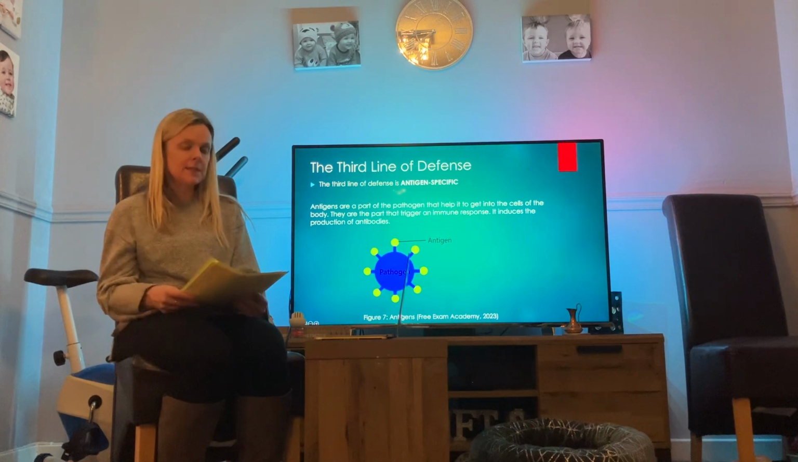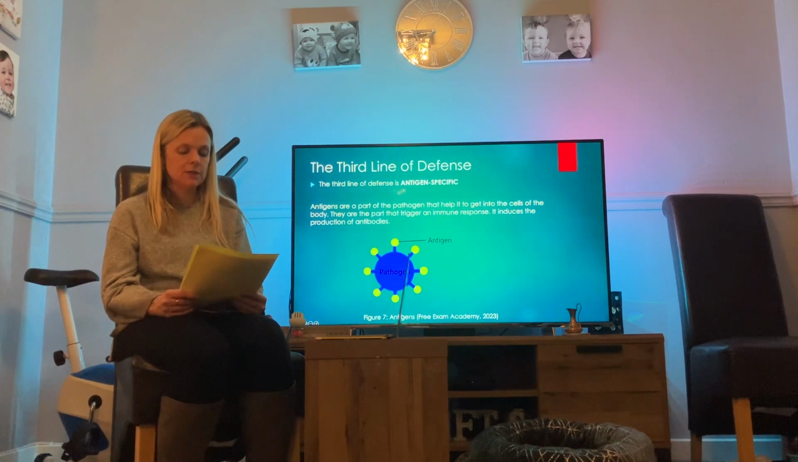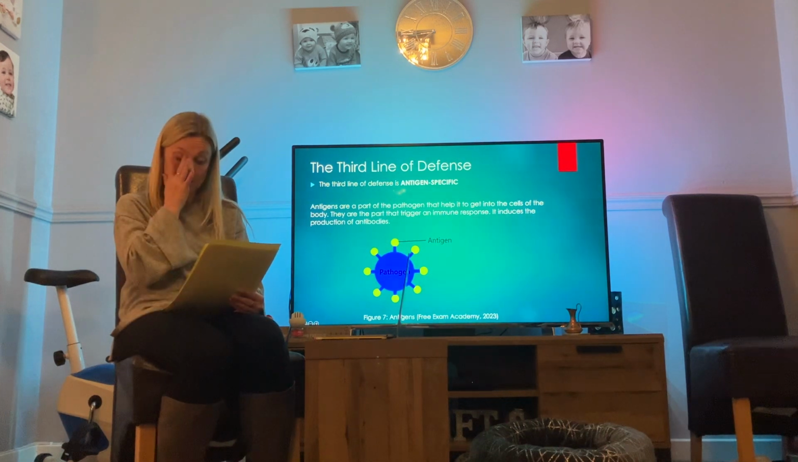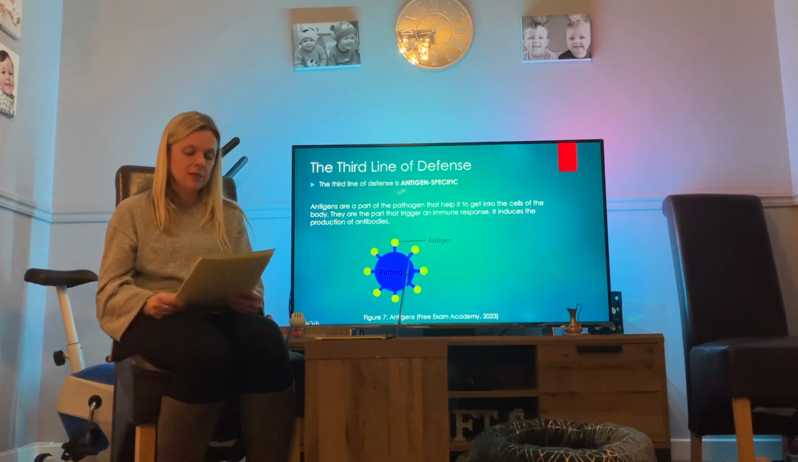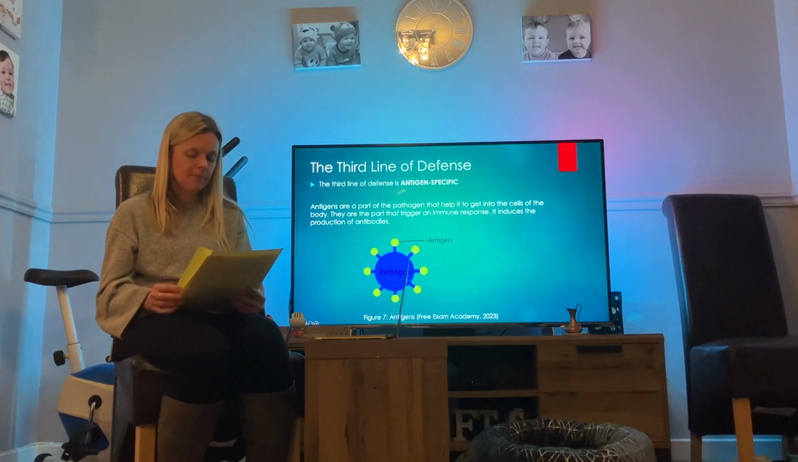Third line of defence is pathogen specific. This system relies on antigens, which are specific substances found in foreign microbes. Most antigens are proteins that serve as a stimulus to produce an immune response. A pathogen will often need the antigen to be able to enter the body. Antigens are often proteins. They can also be carbohydrates, nucleic acids, and fats. A specific example of an antigen is the protein on a virus.